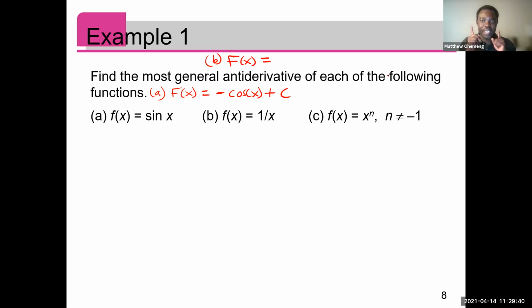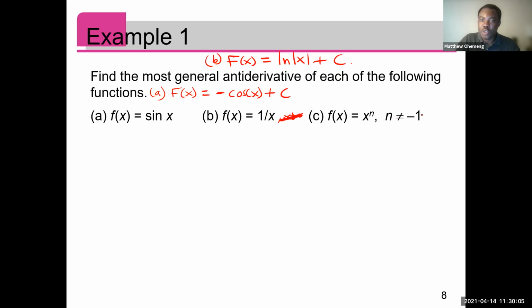Don't forget, it didn't say x is positive. Perfect. So the general antiderivative is ln of what? Absolute value of x plus c. If they say x is positive for this, then you can just say ln of x. But if they don't say, then x can be negative. So you have to say ln of absolute value of x plus c. Very good job.